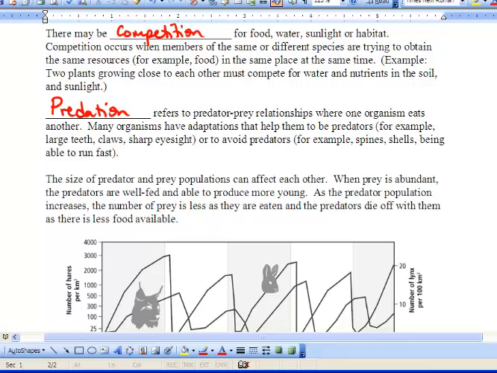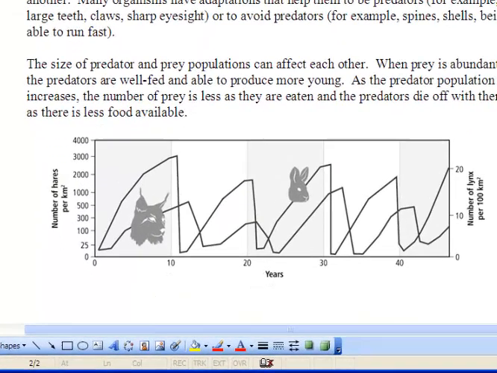Now, the size of predator and prey populations can affect each other in the lynx and the rabbit. All right, so as the rabbits go up, the lynx also goes up. As the rabbits fall, so we can see the rabbit population fall, we can also see the lynx population fall, and there's a little bit of a lag.